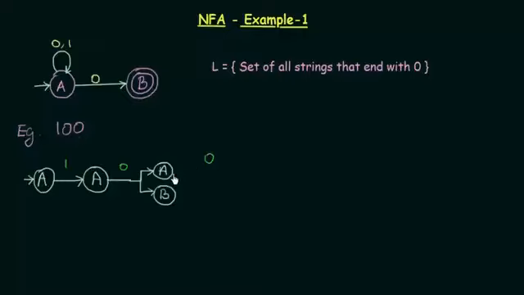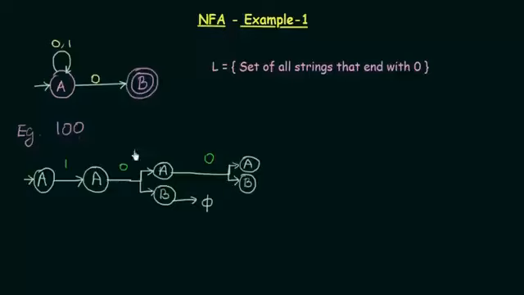A on getting input 0 goes to A and B, again to A itself and also to B. And what about B? I am in two states, so I have to check for both. B on getting input 0 goes nowhere, there is nothing mentioned. So I'll say that it goes to phi.